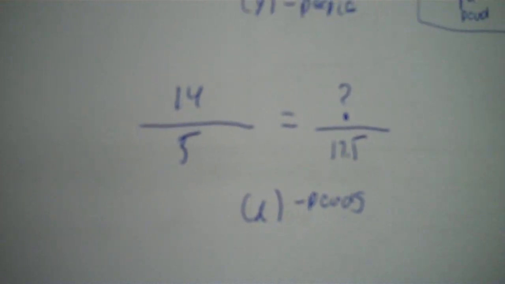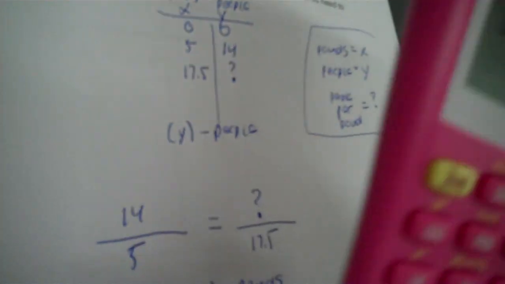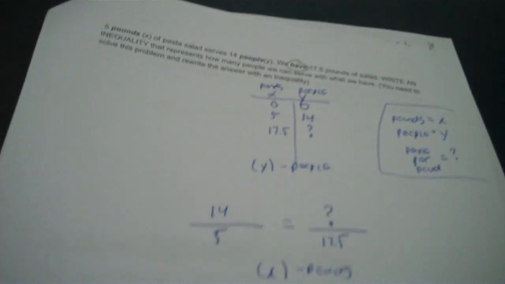So then I cross multiply and divide, okay? So 14 times 17.5 divided by 5 is 49. So I put 49 down here with my P. P stands for people. Now, the word have, if you have something, you could be equal to that or less than, okay? Because I could have some left over. So I can be equal to 49 people or less than or equal to 49 people, okay? You just need to do the same thing. You just write that answer in the form of an inequality.